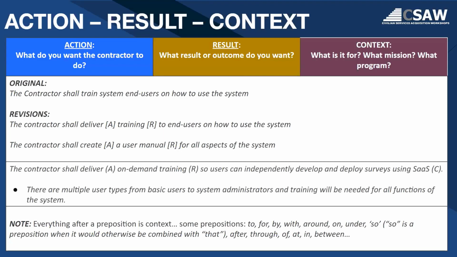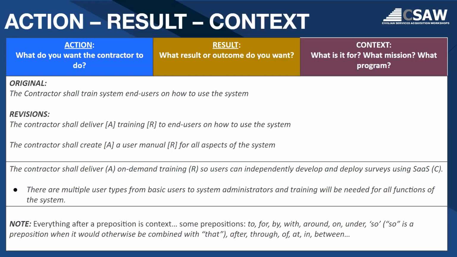Now, here's an alternative from another team that was also working on buying some software. In this case, they were buying software as a service. And you'll notice here, this says the contractor shall deliver on-demand training so users can independently develop and deploy surveys using software as a service. So why do I bring this example up? I bring this example up because here we've stated on demand.